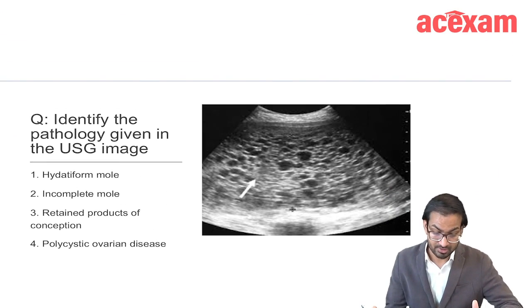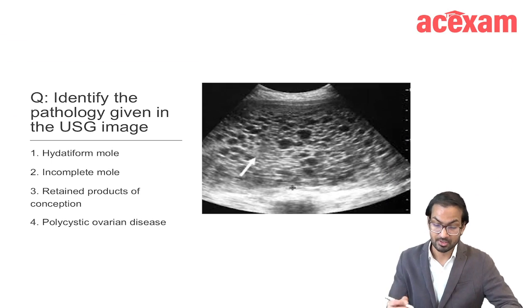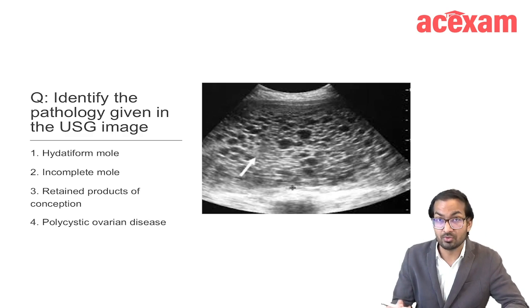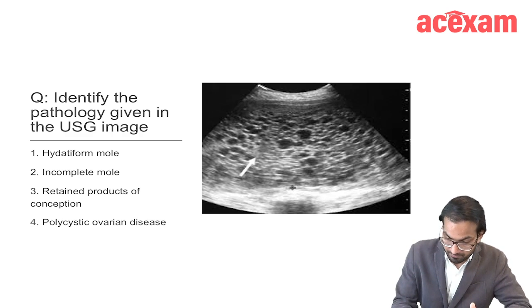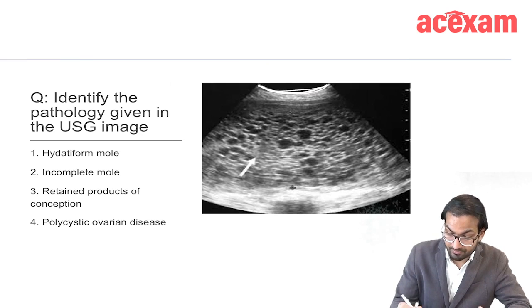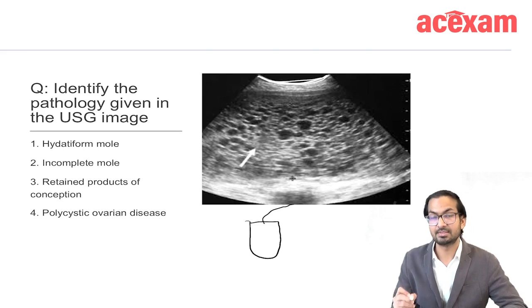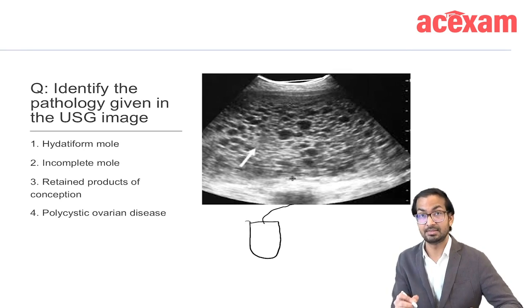They showed this image and asked, identify the pathology given in the ultrasound image. They have mentioned that this is an ultrasound image. However, whenever you see a non-cross-sectional image with this curvilinear area at one end of the image, it means we are using a low frequency curvilinear probe to acquire this image, and this is an ultrasound image, although they have already mentioned in the exam that this is an ultrasound image.